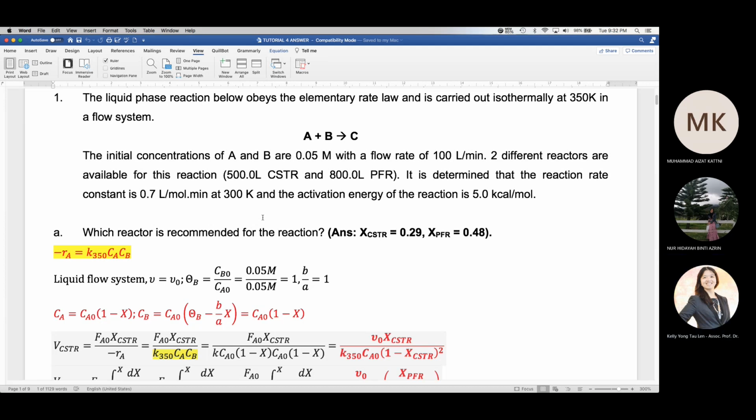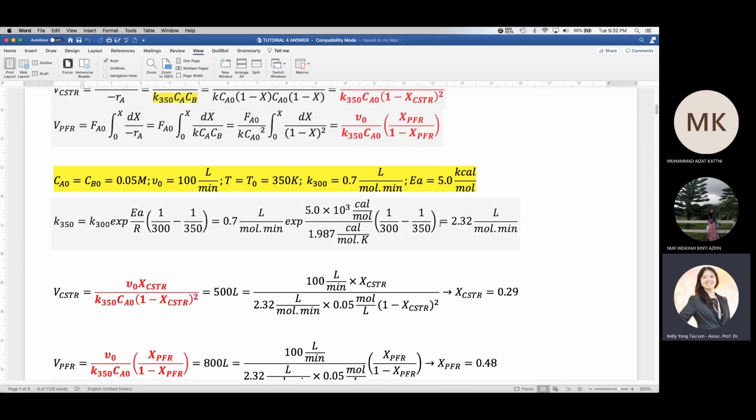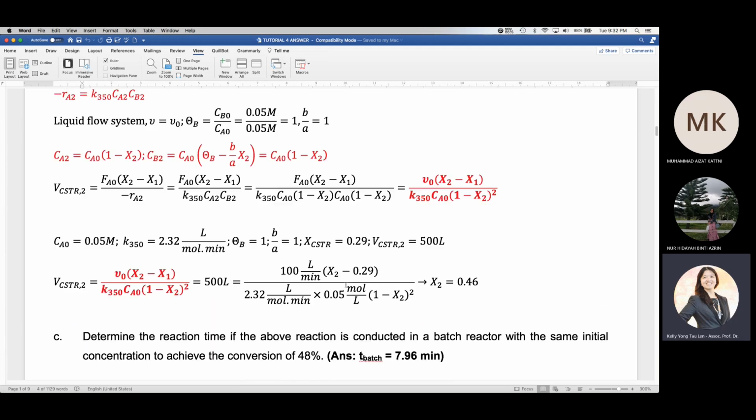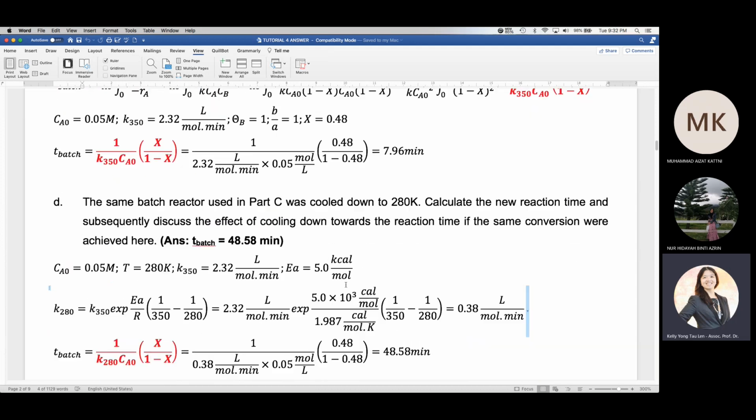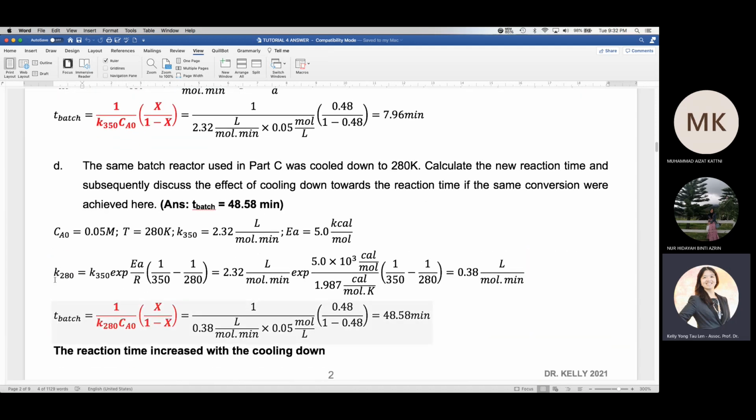So maksudnya if you use katakan kamu guna kombinasi 0.7 at 300 Kelvin, cari K at 280, nilai K itu akan sama dengan katakan kamu guna 2.32 at 350, kamu nak cari K at 280. Salah satu kombinasi pun tak apa. Kamu still akan mendapat nilai K pada 280 yang sama. Okay, so that's what I wanted to say. Dalam penyelesaian saya ni, saya guna K pada 350. Ini saya tahu 2.32 at 350, I find K at 280 Kelvin.